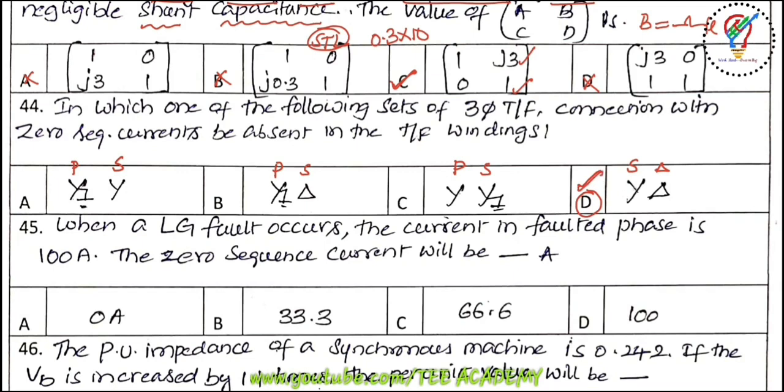Why? Because if there is no grounding in the star connection, the currents will not flow. Delta, okay, obviously no grounding means it will not flow here. So except this option, all other options have ground connections, so you can eliminate those.